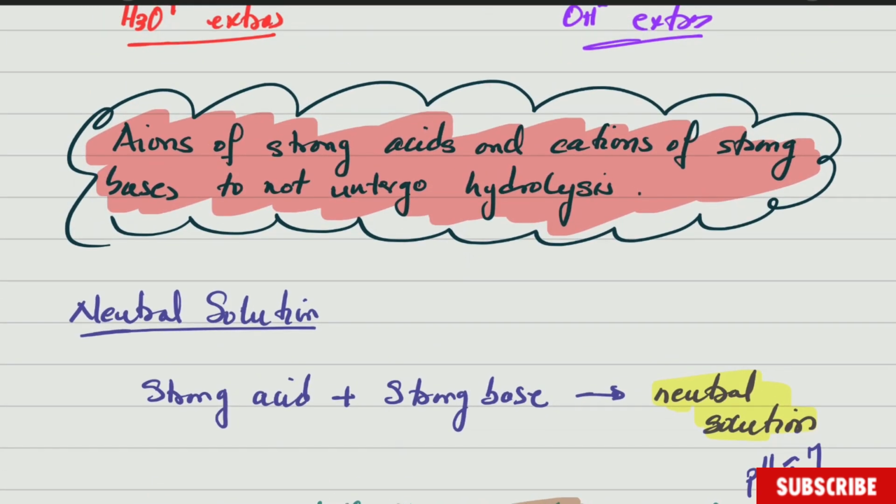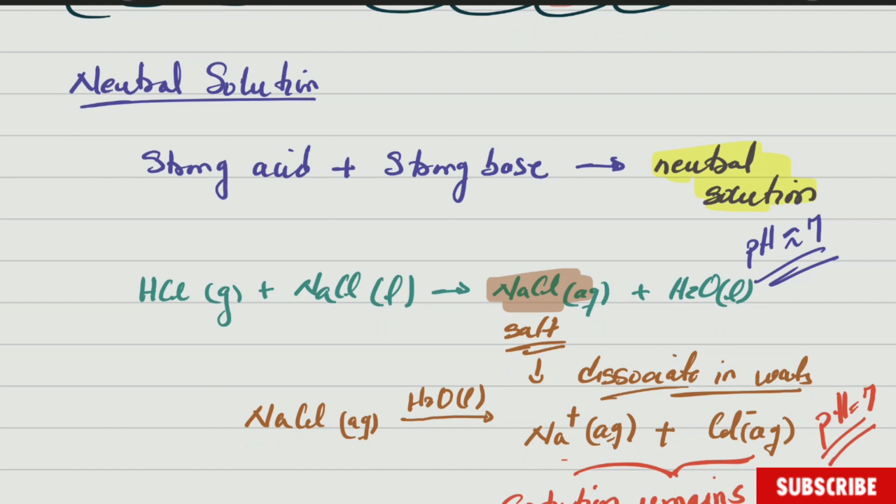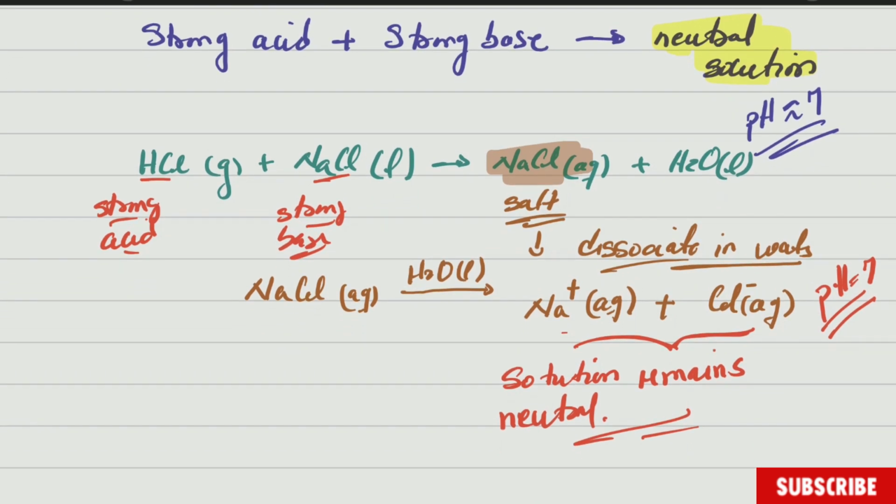Remember, this note is very important. Please make sure you take that note. The anion of a strong acid and the cation of a strong base do not undergo hydrolysis. This is a strong acid here, and this one is a strong base. They do not undergo hydrolysis. When I say they, I'm speaking about the ions. Now this is the case of a neutral solution.